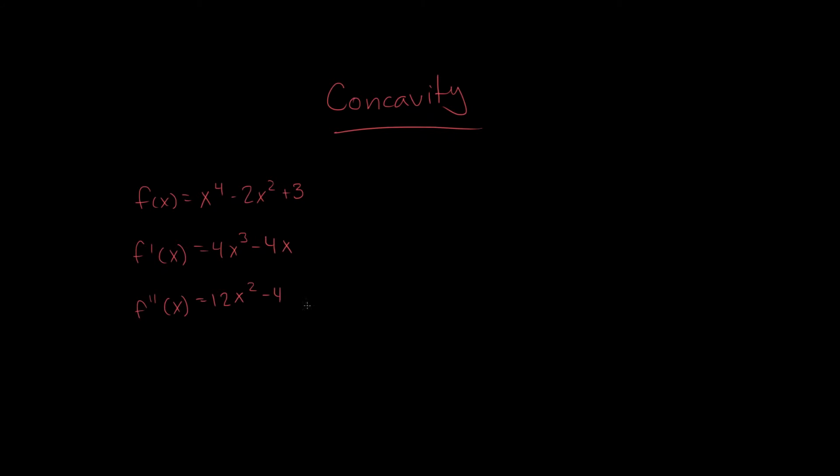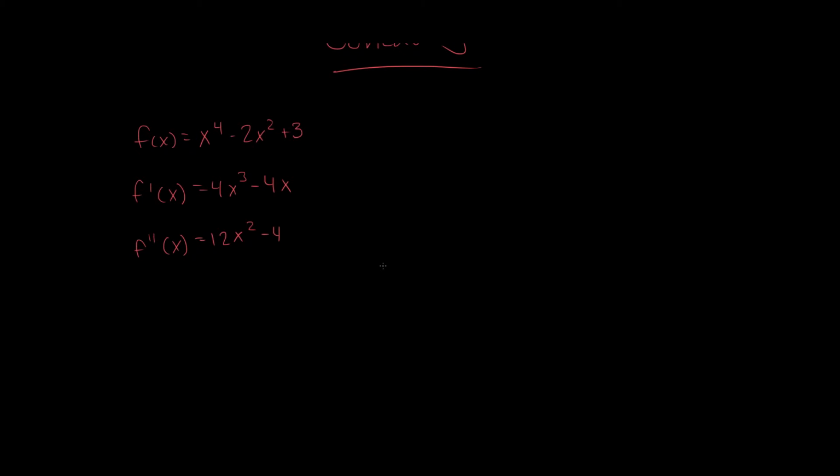Now, to find the concavity, we also have to find the critical points in the second derivative. So what we're going to do is set it equal to 0. We're going to have 12x squared minus 4 equals 0. Now we're just going to solve it. So let's bring the 4 over. So we get 12x squared equals 4. Divide by 12 both sides, so we get x squared equals 4 over 12, which is just 1/3.